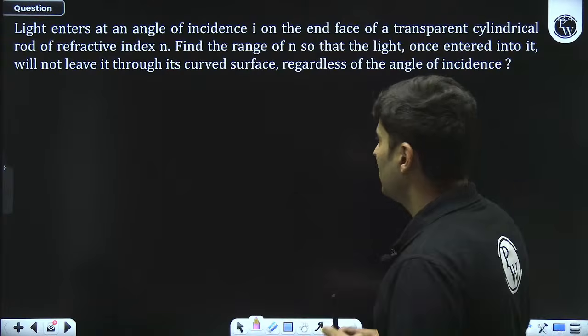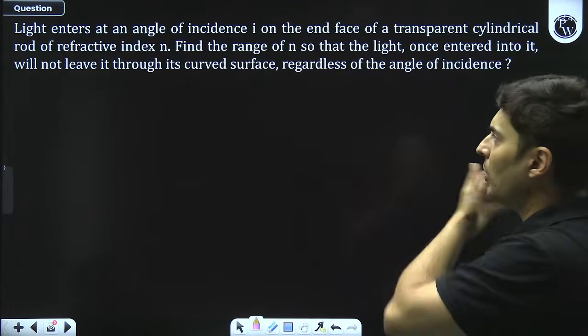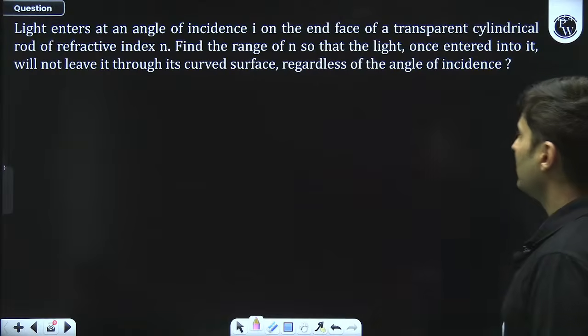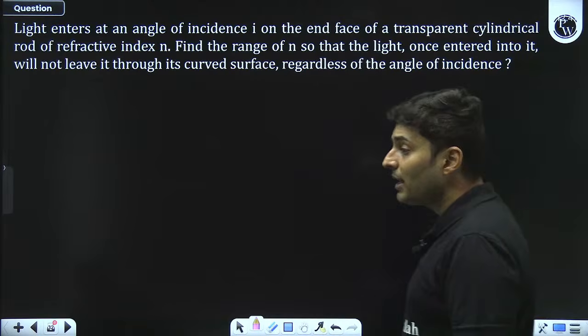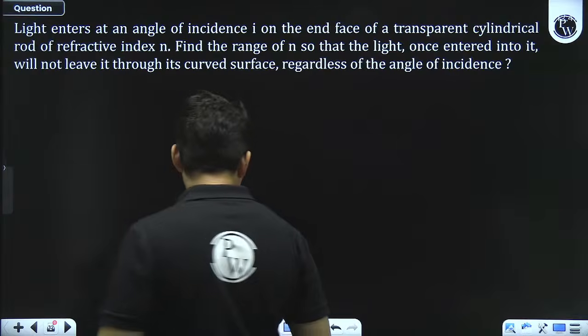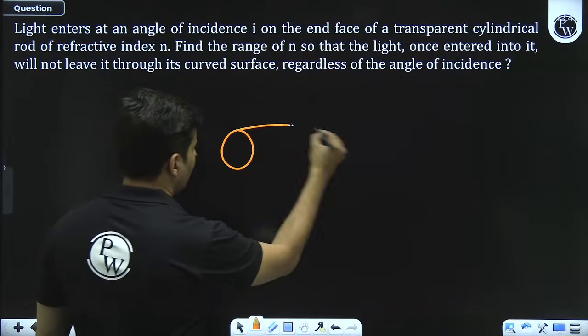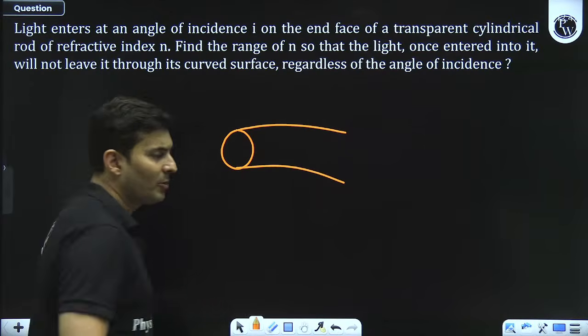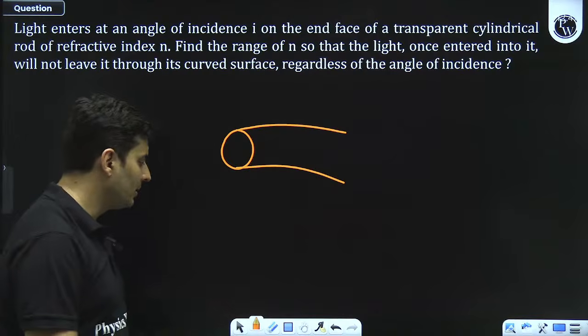Light is entering at some angle from one face of a cylindrical rod of some index. Find the range so that once the light enters, it will never ever leave. We have all learnt about optical fiber networks. So this is exactly the concept of optical fiber networks, and see how beautifully IIT has framed this.